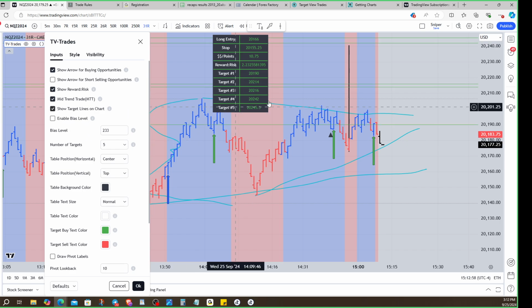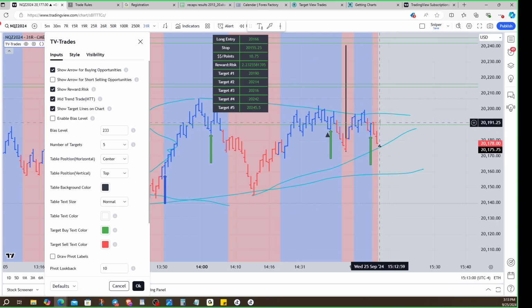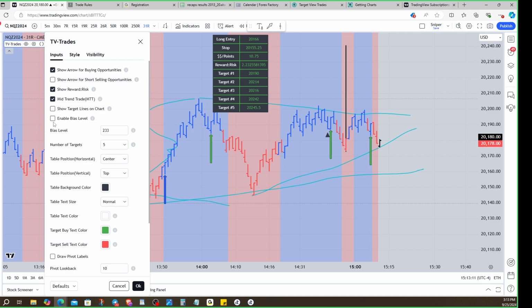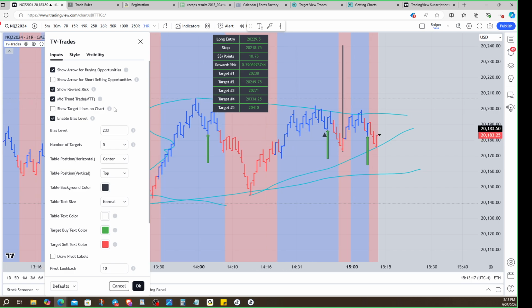One thing about drawing the target lines on the chart is when it changes direction, for 5 bars, it's going to leave the old target lines on the chart, right? For 5 bars, it'll leave those old lines on the chart. The bias level, this is kind of important because the bias level, if the market's going sideways and really choppy, and you have longs and shorts on, right now we only have the longs on, so the bias level isn't really going to cut anything out.